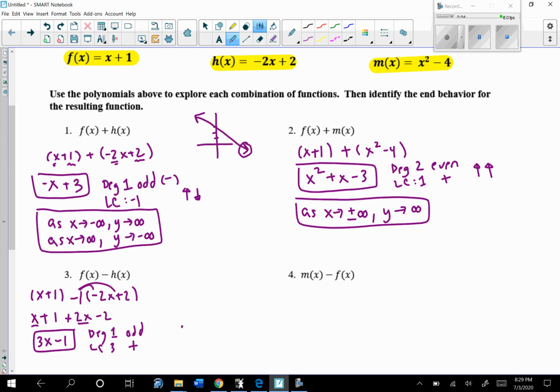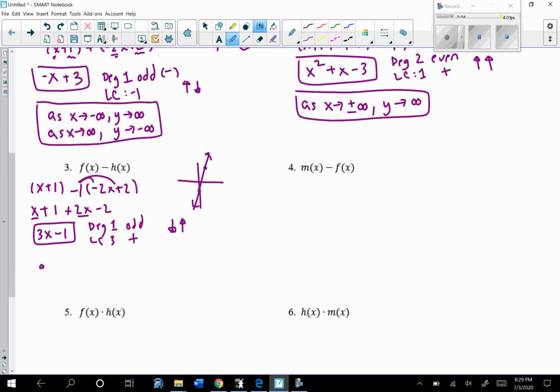So odd positive means the right end's up and the left end is down. If it helps you to think about a graph, the y-intercept is negative 1 and the slope is going up 3 over 1. So your graph would look something like this. As x approaches negative infinity, your y values go towards negative infinity. And as x approaches positive infinity, your y values go towards positive infinity.